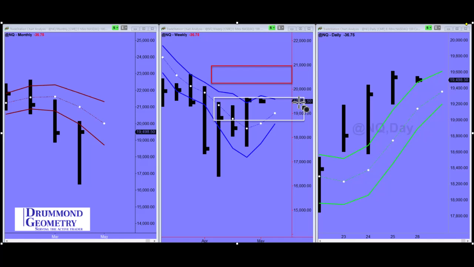But as a Drummond trader, you know where this bounce is headed. Then you start paying attention, monitoring these lower time periods on the daily or hourly, and see how that resistance area is playing out. So a lot of information from this update.